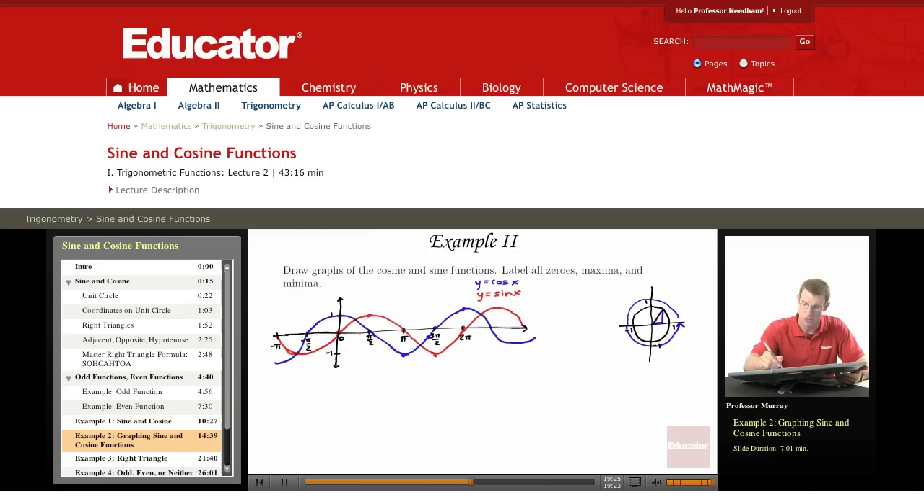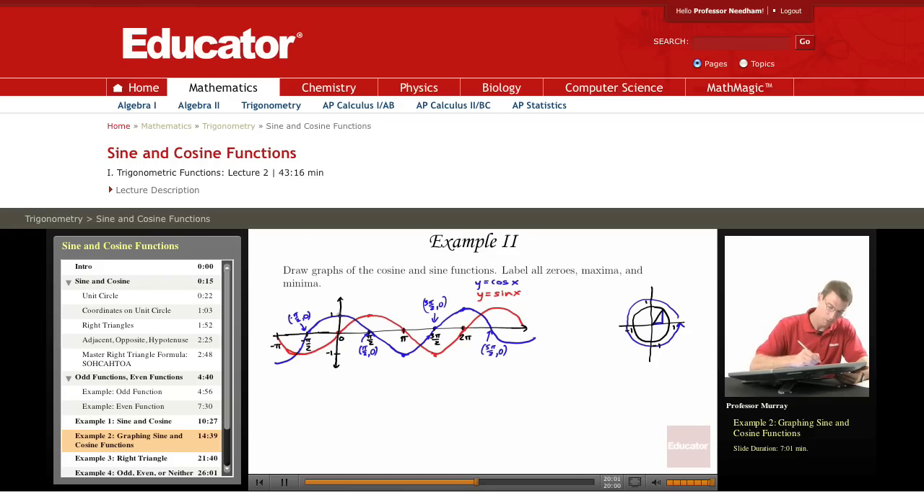Let me go through and label the zeros first. On the cosine x, this is pi over 2, 0. That's a 0 right there. There's one right there, 3 pi over 2, 0. And this one, even though I haven't labeled it on the x-axis, is actually 5 pi over 2, 0, because it's pi over 2 beyond 2 pi. Negative pi over 2, 0. So those are the zeros of the cosine graph.